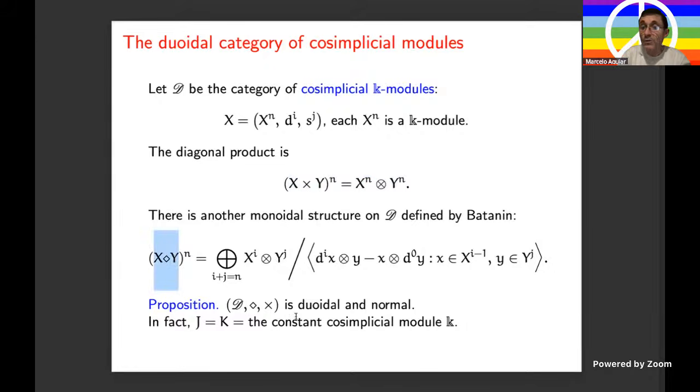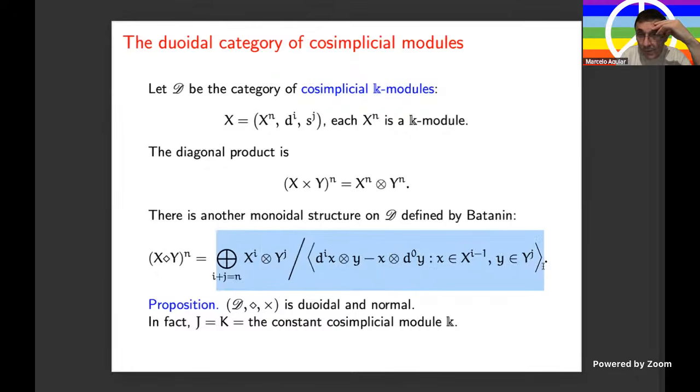It happens that you obtain a duoidal category. Moreover, the category is normal, and the common unit object is the constant cosimplicial module. So what are we doing here in this construction? You see, you start by forming a convolution product as we did for graded modules.